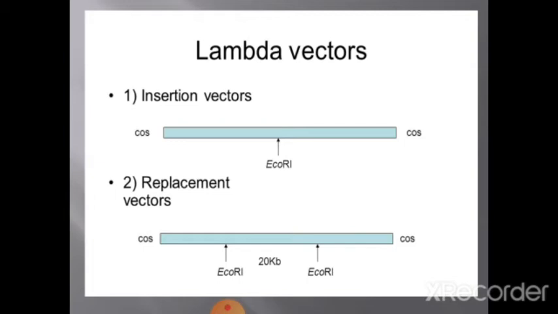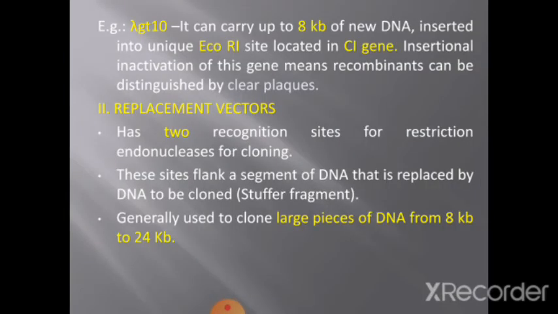the best example for this type of insertion vector is lambda gt10. I'll come to this slide later again. The best example for an insertion vector is lambda gt10. This can carry up to 8 kb of new DNA, which is inserted into the unique EcoR1 site, and this site is located in the cI gene at position 857. So insertional inactivation of this gene means recombinant molecules can be distinguished by clear plaques.